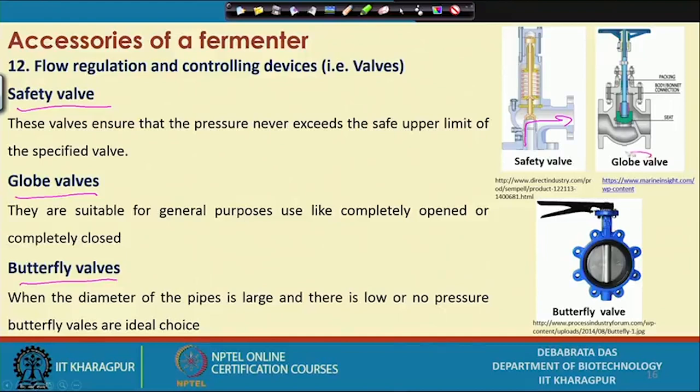The globe valve looks like this. It is mostly used in water basins. You can slowly open it and slowly close it. But the butterfly valve can be used for sampling purposes also, along with the ball valve. This you can instantaneously open and instantaneously close.